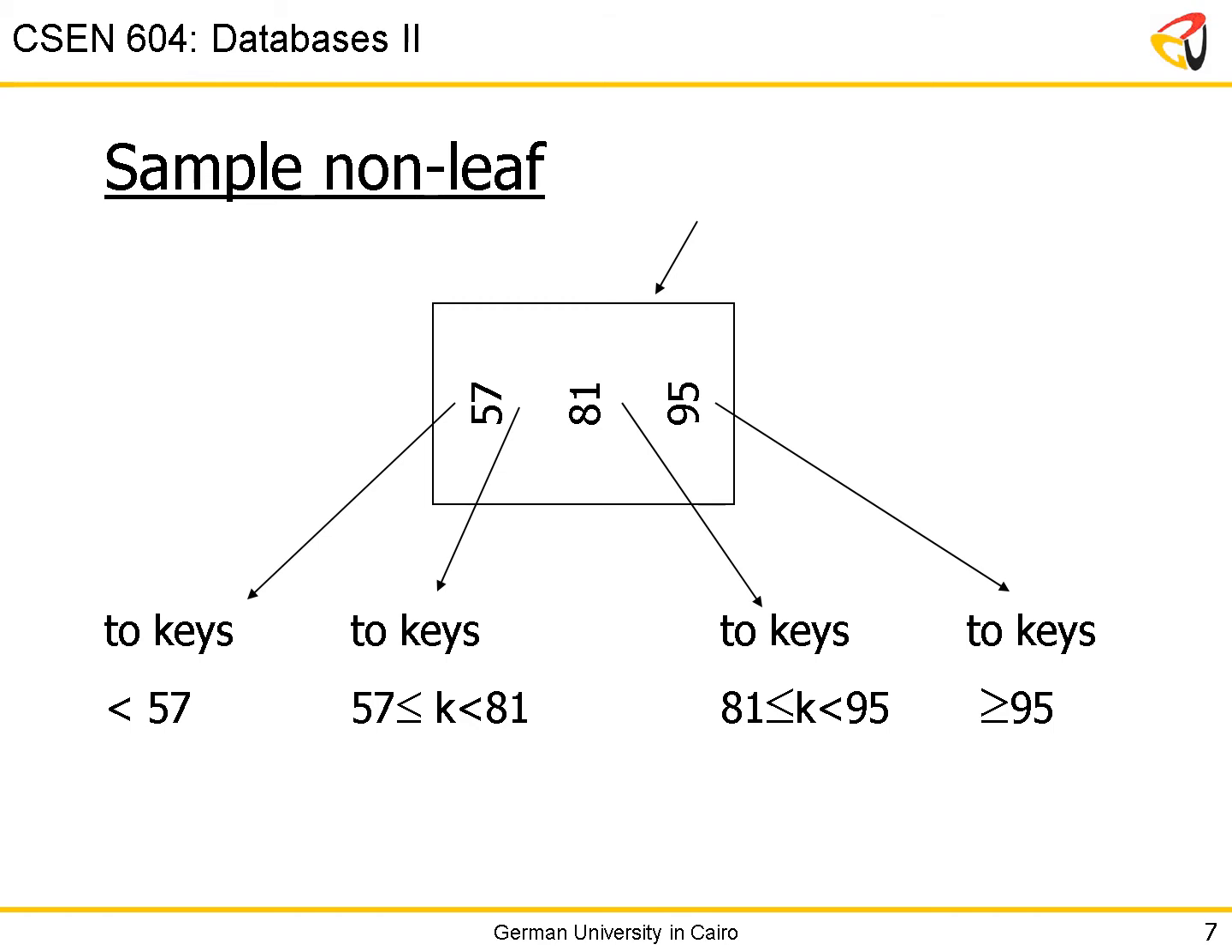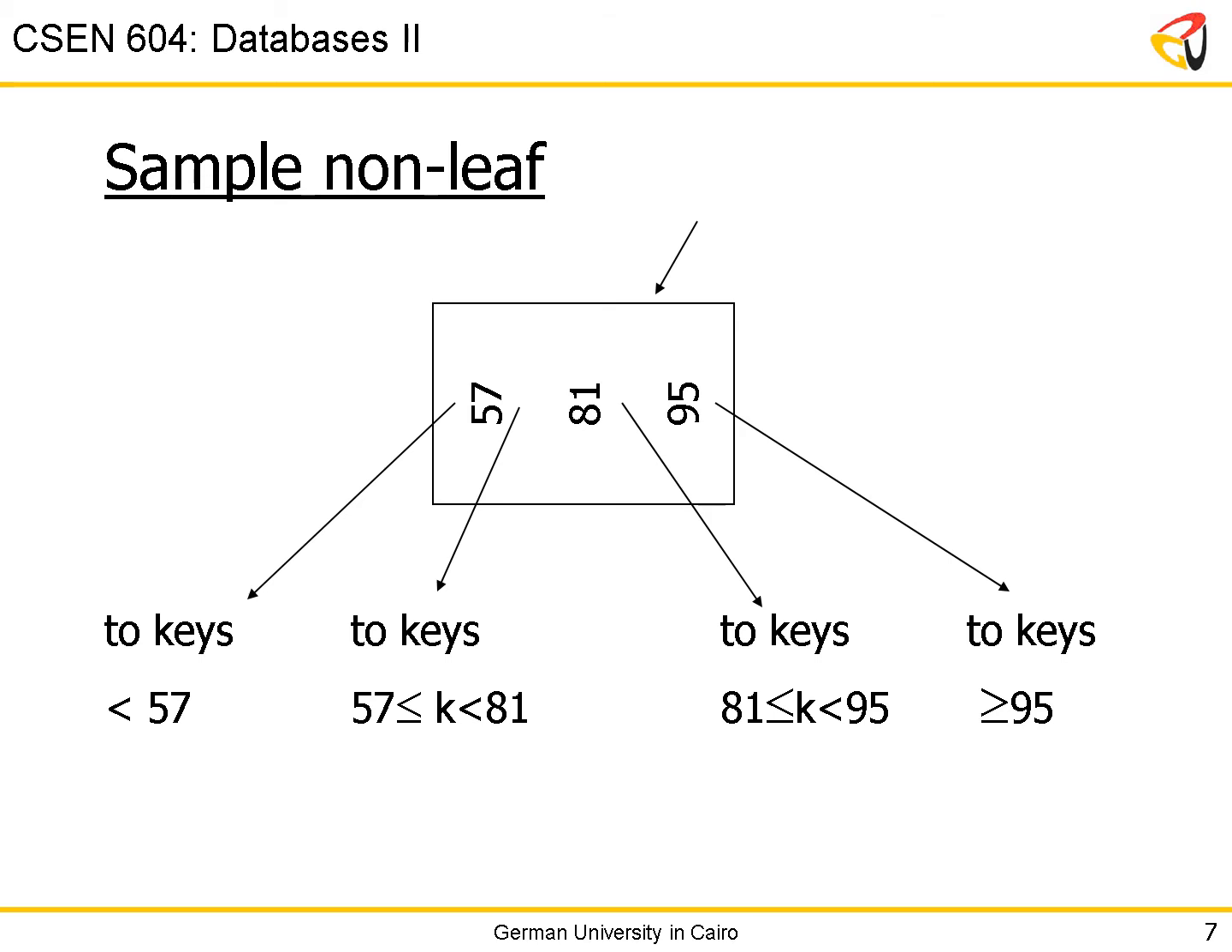So let me explain what I'm saying here. The arrow to the left of 57 will take you to all the keys less than 57. The arrow between 57 and 81 will take you to all the keys greater than or equal to 57 and less than 81. The arrow between 81 and 95 will take you to another child node that will hold all the values that are equal to 81 or greater than 81 and less than 95. The arrow to the right of 95 will take you to a child node that holds values that are equal to 95 or greater than 95.